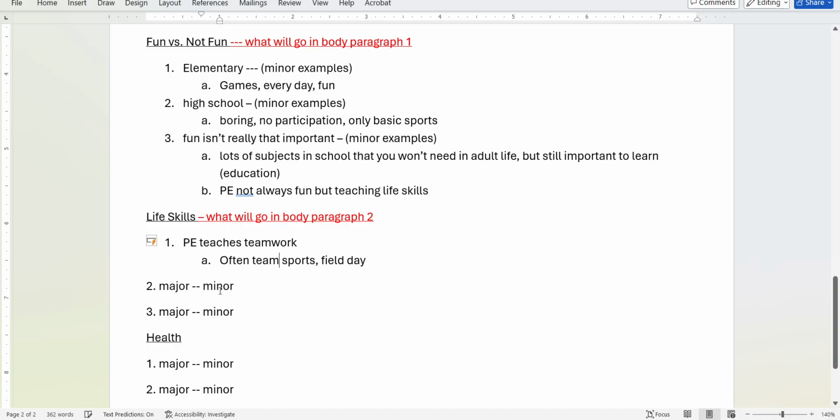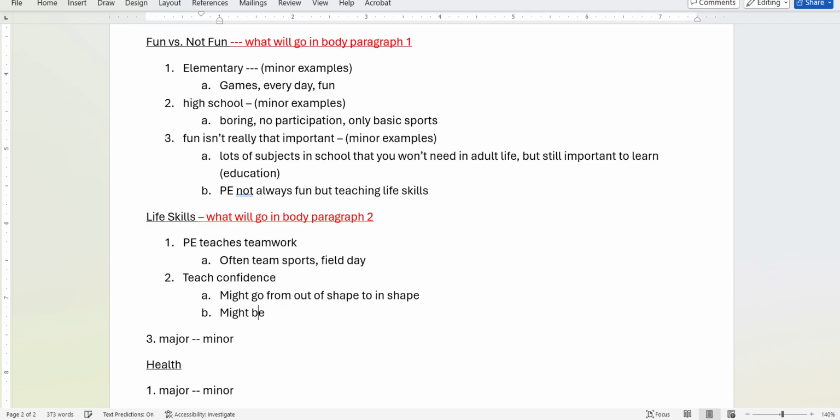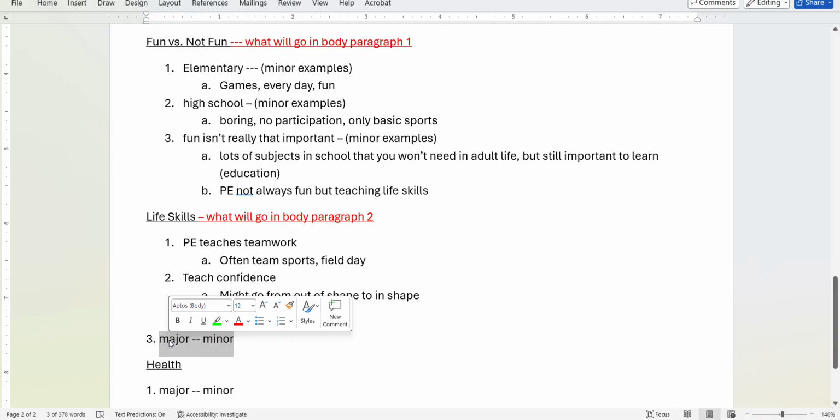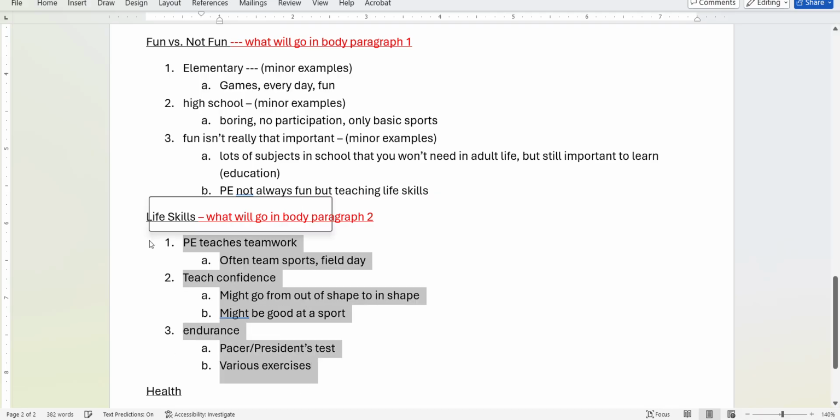So it teaches you teamwork and it will teach confidence, because you might go from out of shape to in shape, or you might be good at a sport. And then the third thing that it's going to teach is, let's see, confidence, teamwork, endurance. And I set up there the pacer test, president's test, and then the various exercises. So now I have the bones for my second paragraph.